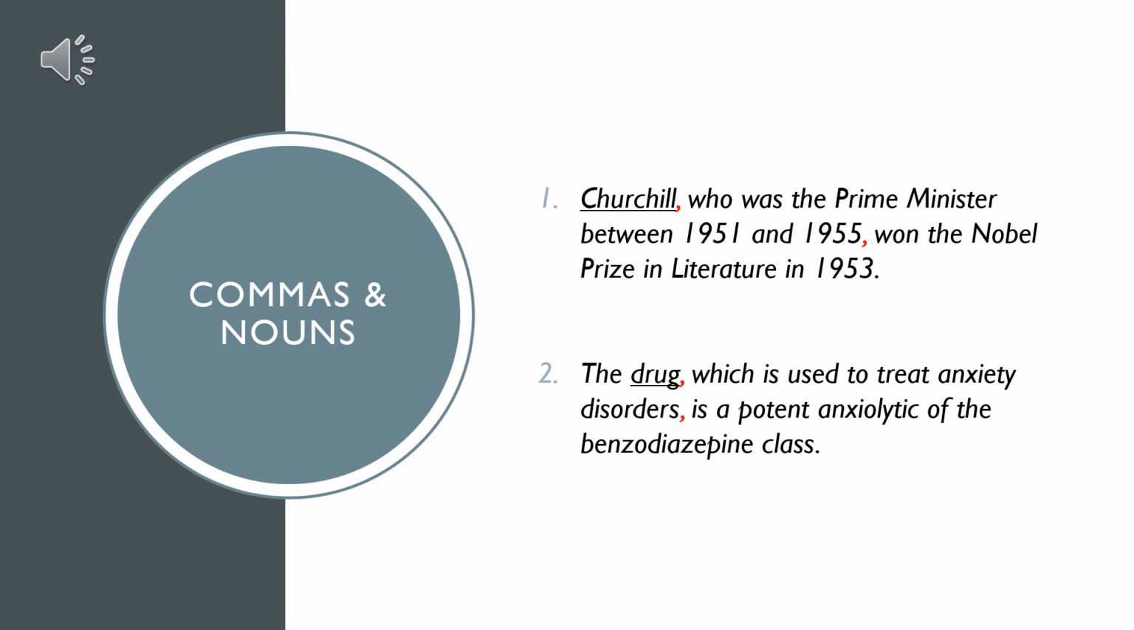In this case, without the adjective clause, the sentence would read, Churchill won the Nobel Prize in Literature in 1953. This is a complete sentence with a subject and a predicate. The clause, who was the Prime Minister between 1951 and 1955, simply provides more description and qualification, and such adjective clauses are always bookended by commas on either side. If you look at the second example, you can see the same thing is happening.